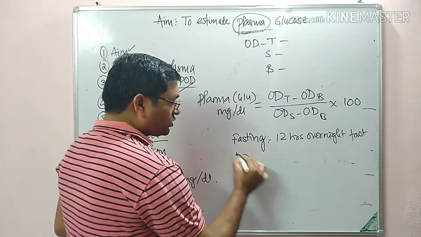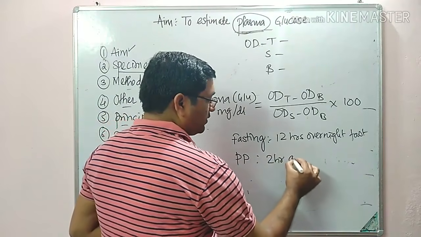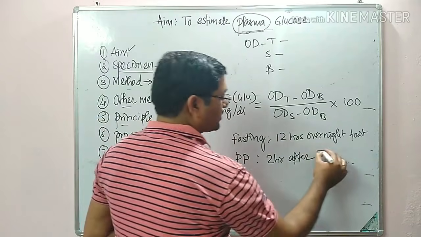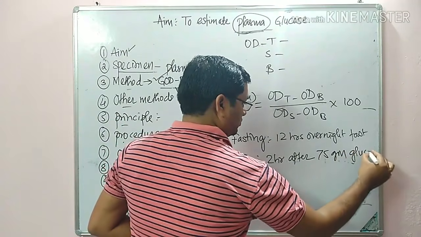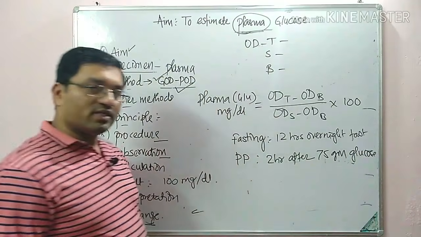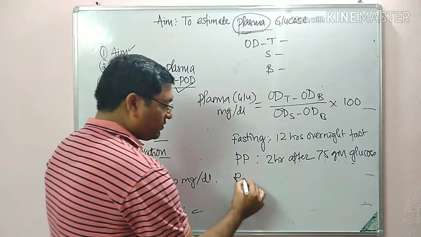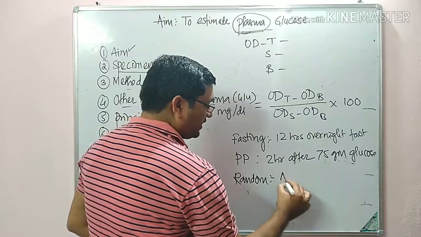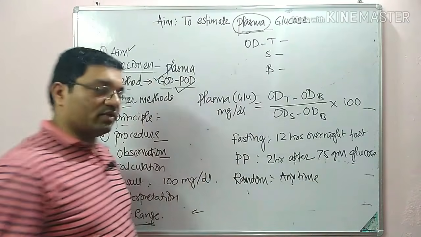Post meal or postprandial sample means 2 hours after a standard lunch or 2 hours after 75 gram of glucose load. That is known as post meal sample or postprandial sample. And random sample means anytime. Sample collected anytime irrespective of status of meal. That is known as random blood sample.